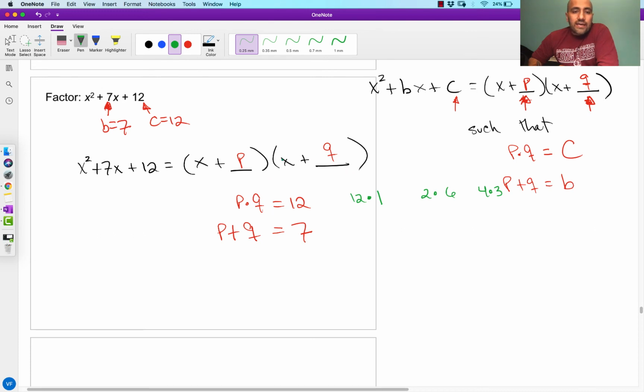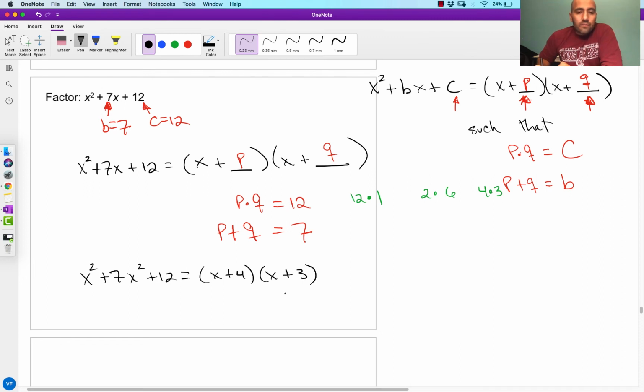So I found them. Just by guessing and checking, I figured out that x squared plus 7x plus 12 must be equal to x plus 4 times x plus 3. And then you can check: that's going to be x squared, that's going to give me a 3x, that's going to give me a 4x. Oops, this guy doesn't get a squared. Combining the middle terms will give me the 7x, plus 3 times 4 is 12. So there we go. We factored it.